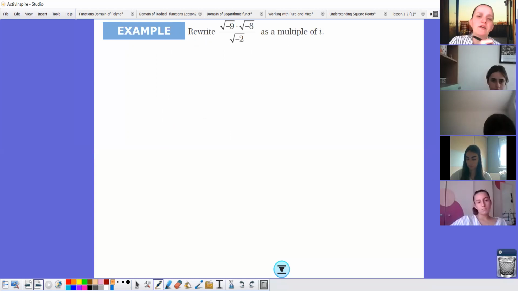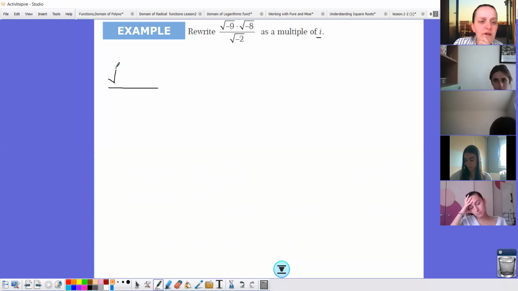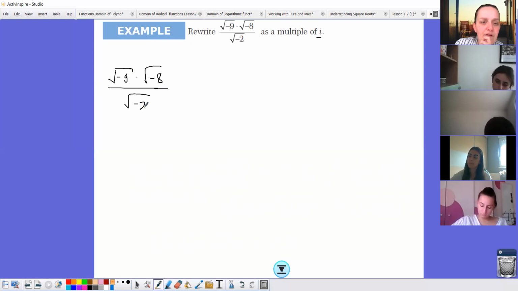We write root of -9 and root of -8 over root of -2 as a multiple of i. Here, we will not combine them because there is a problem when we are combining them, okay? So we'll write them separately. How can we write it? Root of -9 as a multiple of i. 3i, because root of 9 is 3. Okay, the other one.